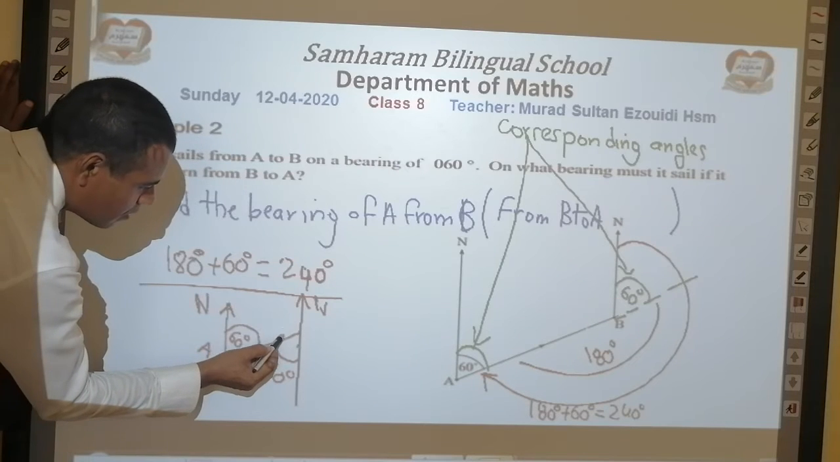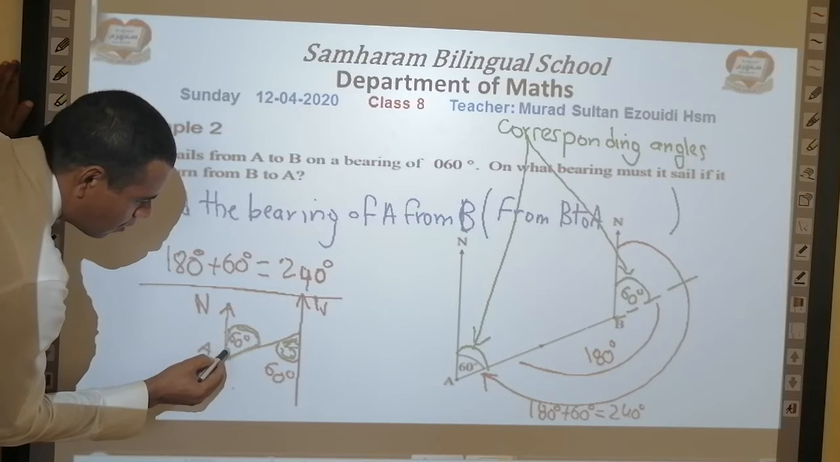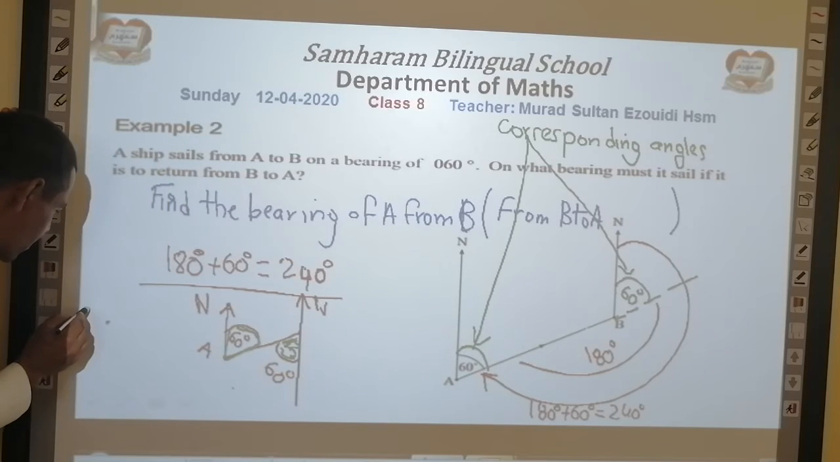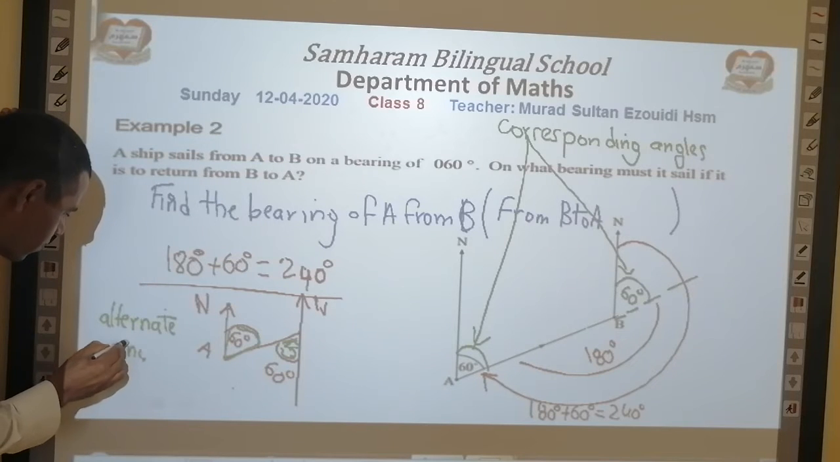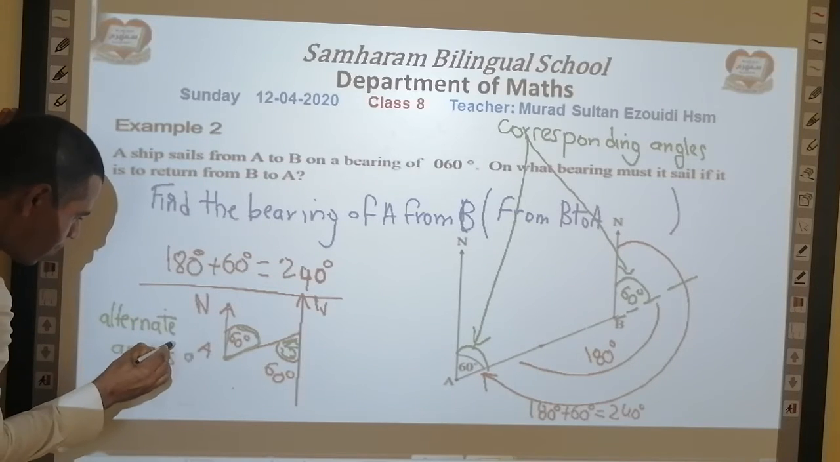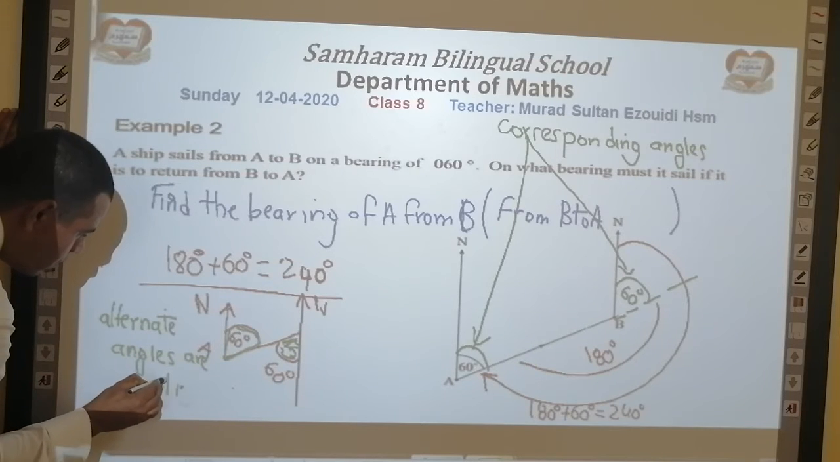This one and this one, my kids, are called what? Alternate angles. Alternate angles are equal in size. Are equal in size.